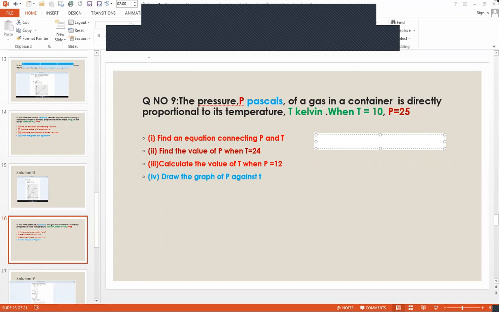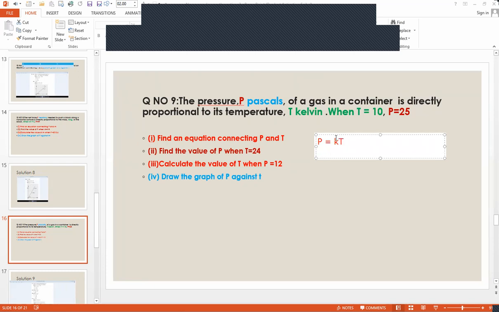The pressure P, in pascals, of a gas in a container is directly proportional, and for directly proportional, which variable do you use? Small k, to its temperature. And for temperature, which variable have they used? Capital T. And what is its unit? Kelvin. But don't be confused between temperature and Kelvin. Just focus on T. This means P, we have to write it so it becomes easier for you. The first variable is P, and that is directly proportional to T.